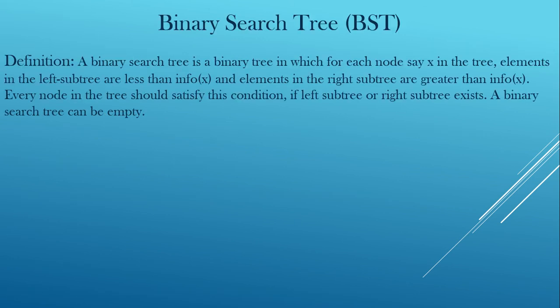Now let's go to our next topic, binary search tree or BST. A binary search tree is a binary tree in which for each node, say x, in the tree, elements in the left subtree are less than the info of x, that is the root element, and elements in the right subtree are greater than the info of x. Every node in the tree should satisfy this condition. The left subtree or right subtree may exist, but they can also be empty. So a binary search tree can be empty.